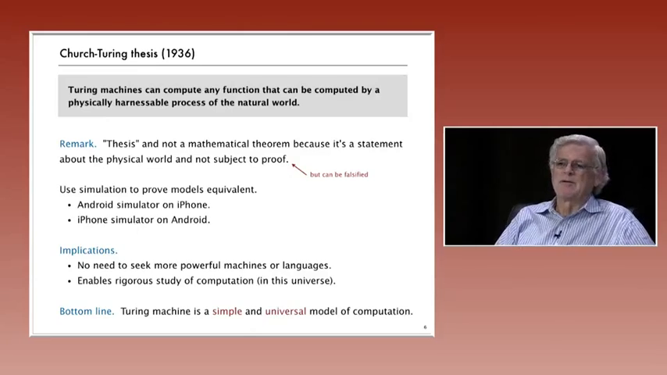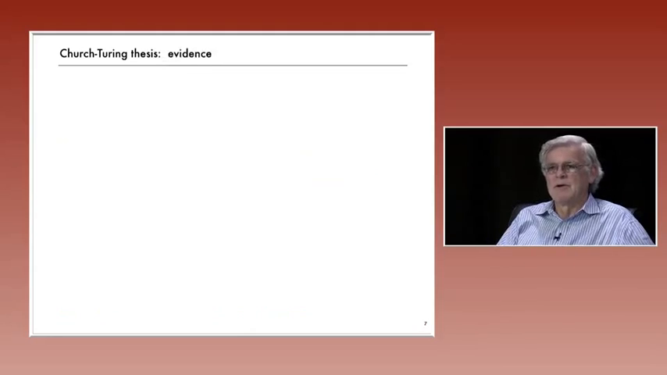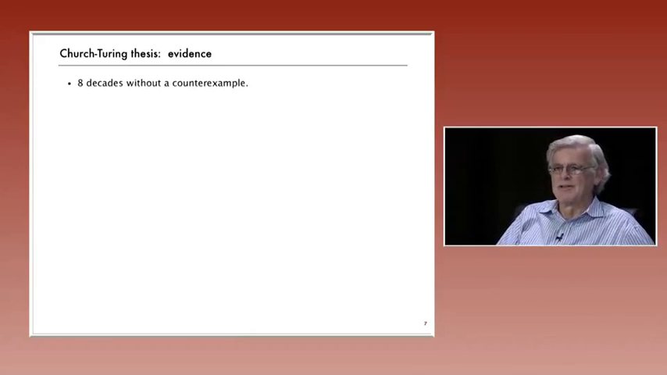But we haven't talked about efficiency. How long does it take a simulator on the Android to simulate an iPhone and so forth? So what about cost? What about time? That's been our focus when developing algorithms. And what we want to think about next is how to deal with that cost. But first, I just want to lay out the evidence that we have for the Church-Turing thesis.